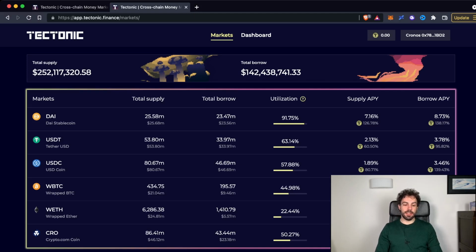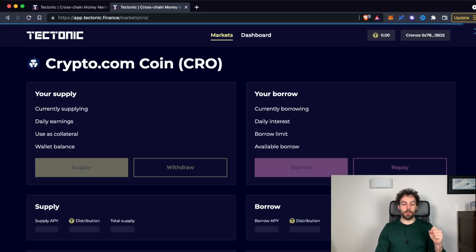In any case, here are all the different markets. It just means that in case you have some DAI, USDT, USDC, Bitcoin, Ethereum, or CRO, which is the one that we will use in a moment, you can just click on the asset you are interested in and follow the steps that I will show you. So let's try with CRO.